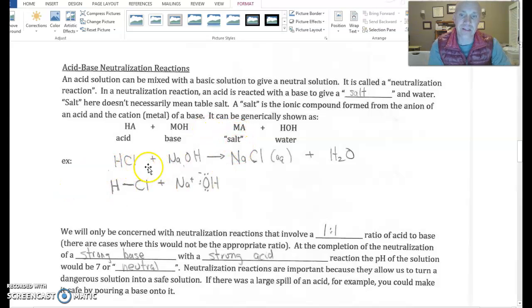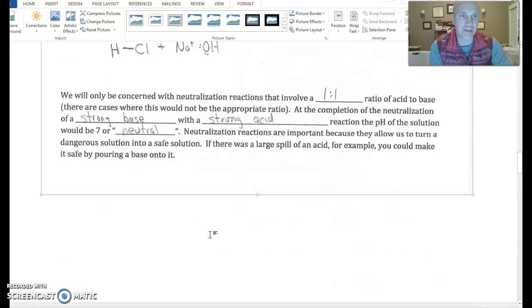The most classic example would be if you reacted hydrochloric acid with sodium hydroxide. Again, your water comes from the hydroxide and the H+, and then the salt is just what's left over: the cation from the base with the anion from the acid. Most of the neutralization reactions that we're going to be concerned with are going to be a 1-to-1 ratio, but there are cases where it would not necessarily be 1-to-1.